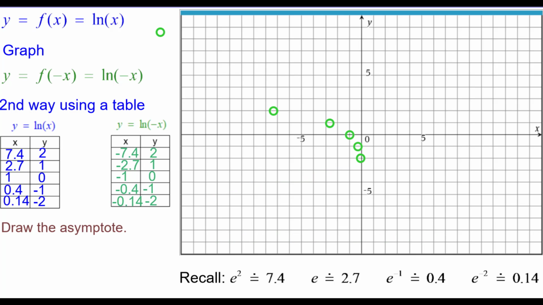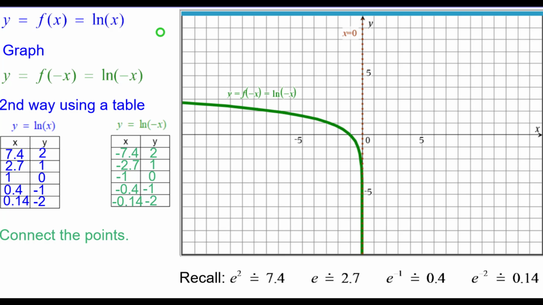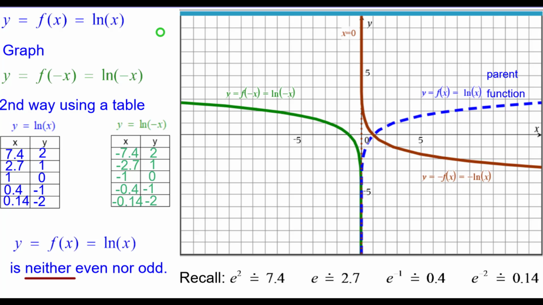Draw the asymptote, which is the y-axis. Connect the points. And compare that to the parent function and to the opposite of f of x. And you can see that the natural log is neither even nor odd.